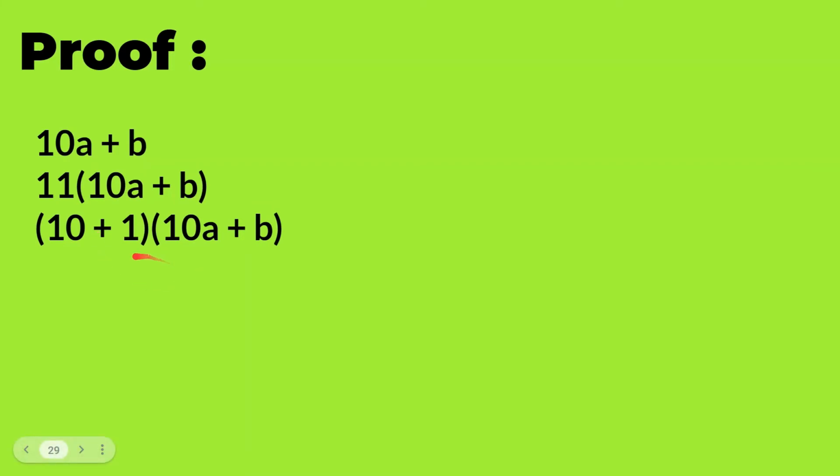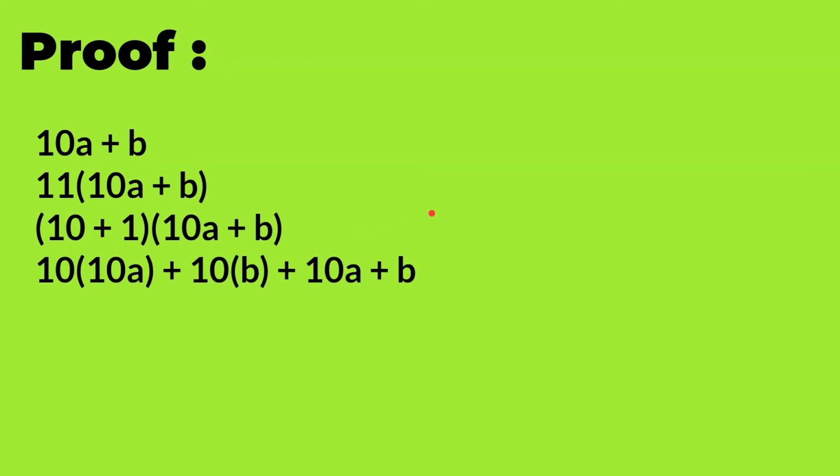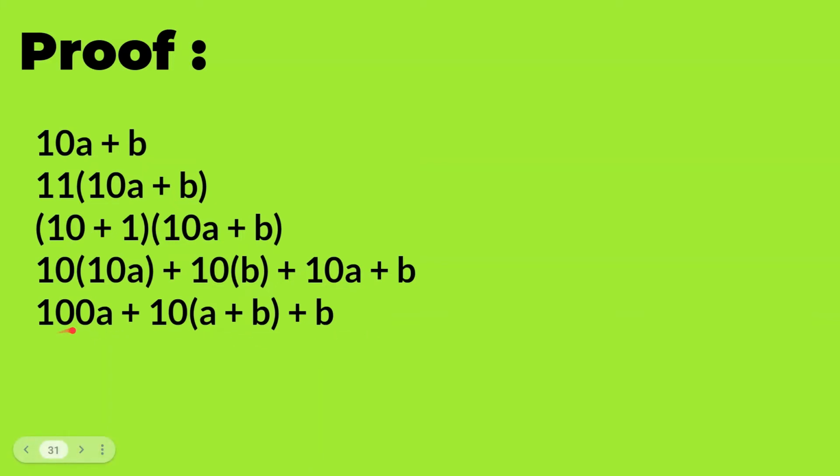So now let's multiply it by 11. So 11 times 10a plus b will be our answer. And 11 is 10 plus 1, as we all know. So it will look like this. And then we can open the brackets. So 10 times 10a plus 10 times b plus 10 times a plus b. So now we'll have 100a plus 10 times a plus b, and we have factorized these two terms into this, and plus b. So in the hundreds digit we will have a, in the tens digit we will have the sum of a and b, and in the ones digit we will have b. And that was exactly what we did in the case of 43. Now let's see the proof for three digit numbers.